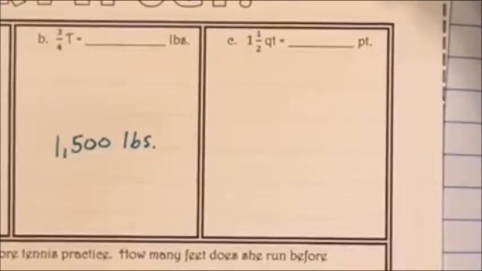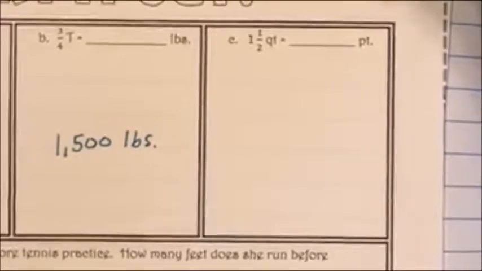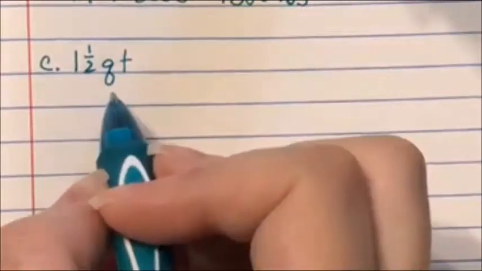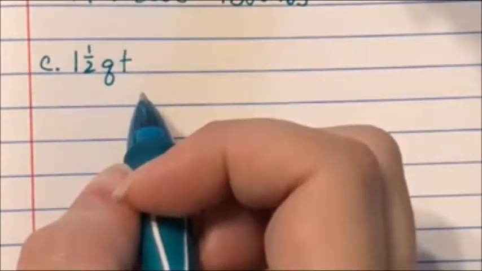Letter C says 1.5 quarts equals blank pints. So, if you remember back to our story, quarts and pints, each queen had 2, 1 prince and 1 princess, so that's 2. So 1 quart is 2 pints, or 2 pints is 1 quart. To figure out which one I want to use, I have quarts on top, so I can't use this one, so I have to use this one.